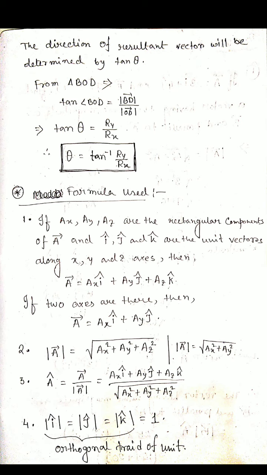So if 3 axes are given, A vector equals Ax i hat plus Ay j hat plus Az k hat. If 2, A vector equals Ax i hat plus Ay j hat. Now these Ax, Ay, Az are in magnitude form. So how do we find out the magnitude of A? The second formula gives us the magnitude.